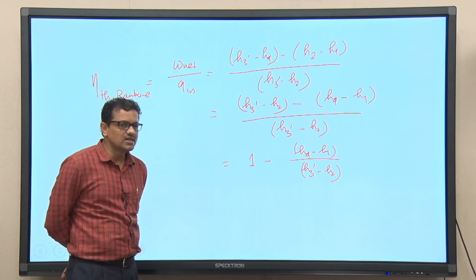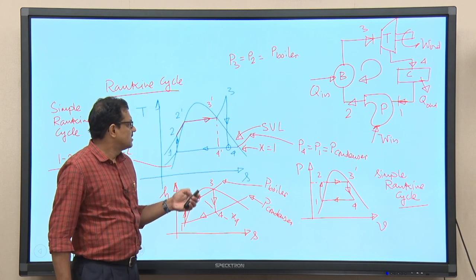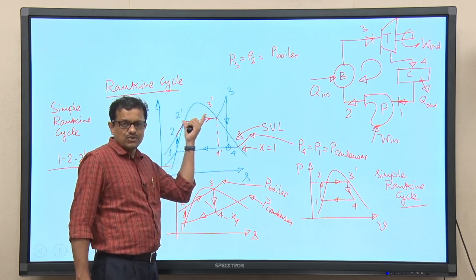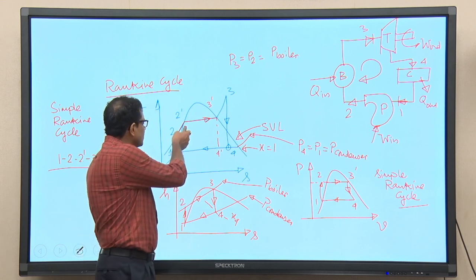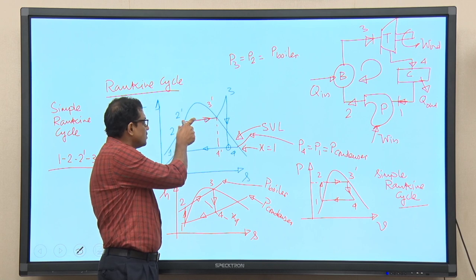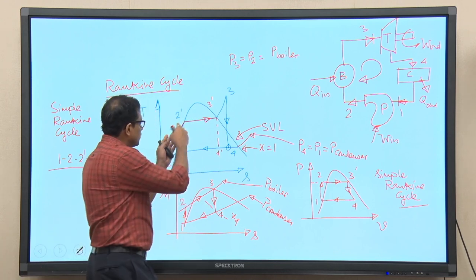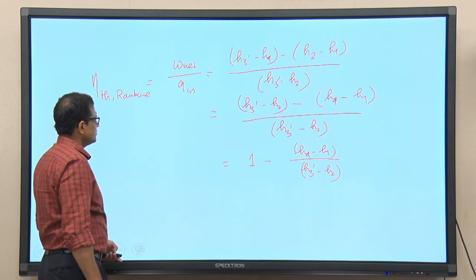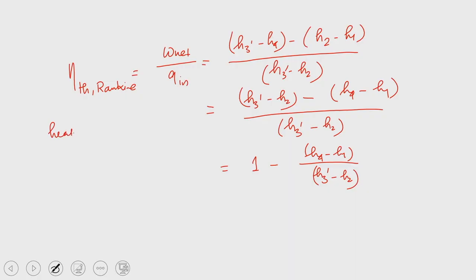The reason is quite obvious, because if we look at this particular diagram, the heat is not added at constant temperature, which was the case for the Carnot cycle. But in this case, the heat is added at constant pressure. So, there are two subparts. One is 2 to 2 prime and next is 2 prime to 3 prime. So, this heat addition has two parts. One is 2 to 2 prime and then 2 prime to 3 prime.